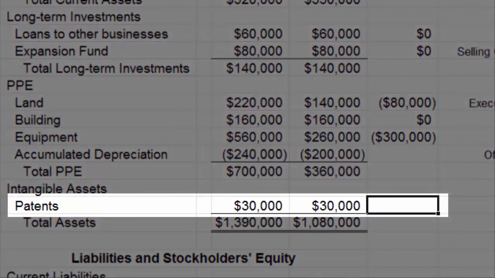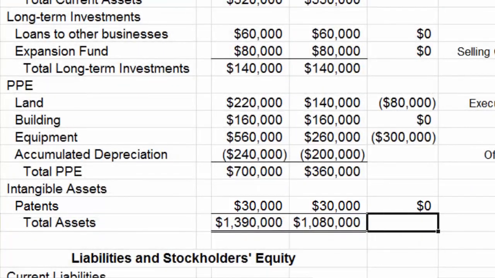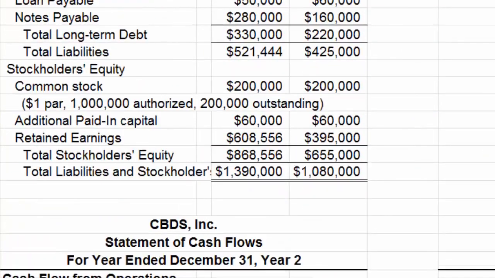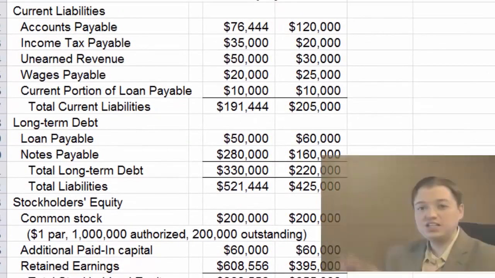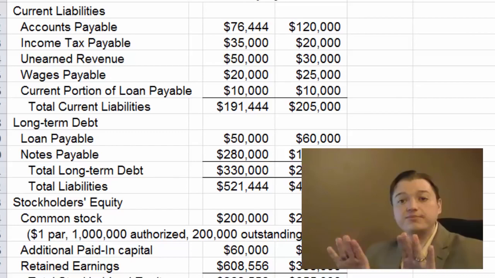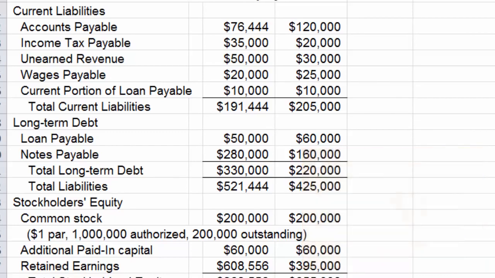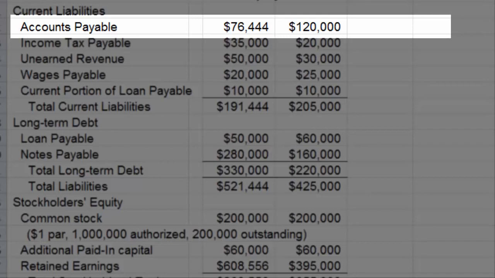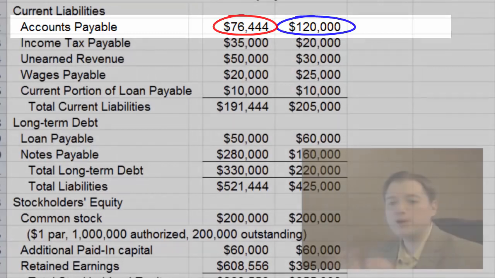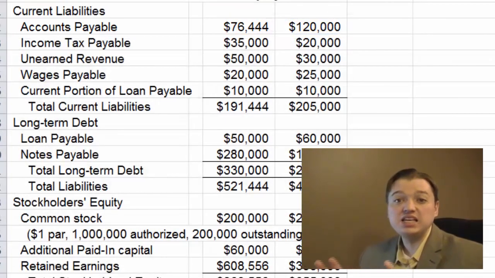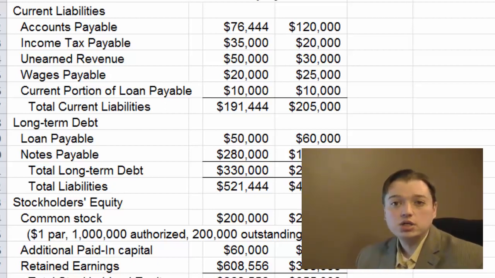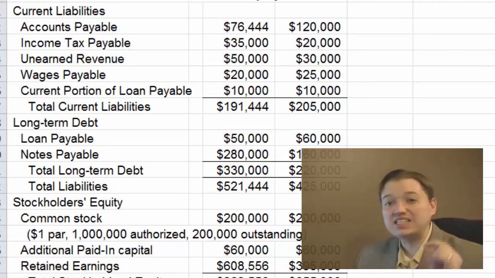Let's see, patent stays the same. So I'll go ahead and put the equation in, but I don't really need to because I can see it stayed the same. Now we're going to scroll down and take a look at liabilities. Now liabilities, remember, it flip-flops. Instead of the teeter-totter, now I have the wave. And since I have the wave, I have to change my equation. So let's think about this. Accounts payable went from $120,000 to $76,444. If accounts payable went down, the best explanation for that is that I paid off a bunch of the accounts I had with my vendors. Well, if I paid them off, I have less cash.